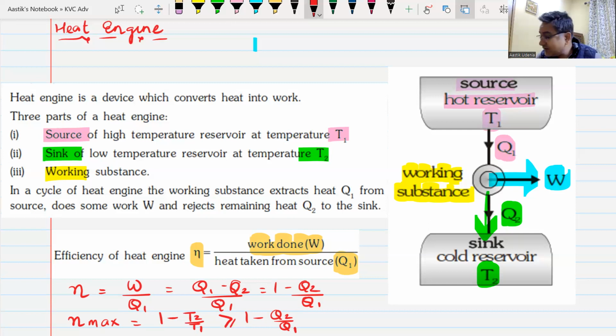This, my dear friends, is what we call a heat engine, and you just have to remember Q1, Q2, T1, T2, source, heat source, sink, and the efficiency. Do we understand this? Yes, sir. I'll give you 2 minutes to note this down.